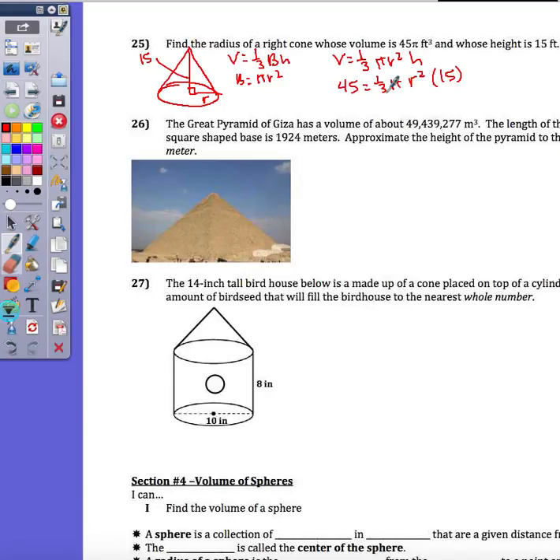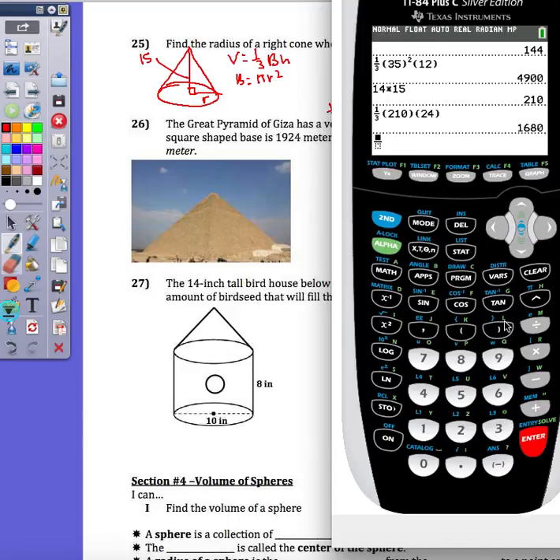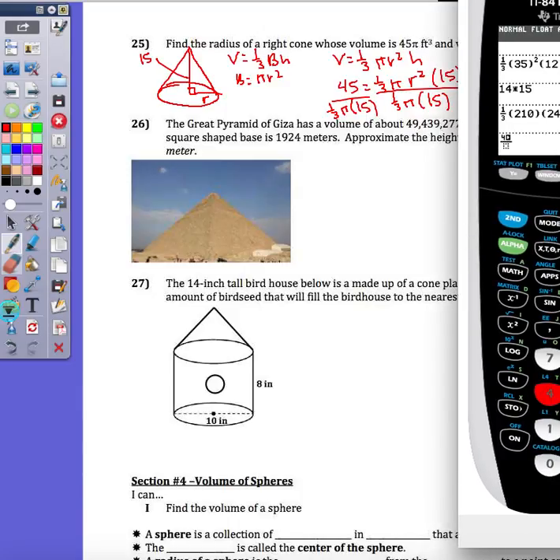If I want to get r squared by itself, I'm going to divide by all the stuff that's not r squared on that side. So 1/3 pi times 15. Okay, so my calculator will do all that for me. So I'm going to go to my calculator, go to y equals, get my fraction. On the top, I would have 45. And then on the bottom, I'm going to have another fraction because I got that 1/3. Got to get out from underneath that fraction. Remember, I want it to look just like this.